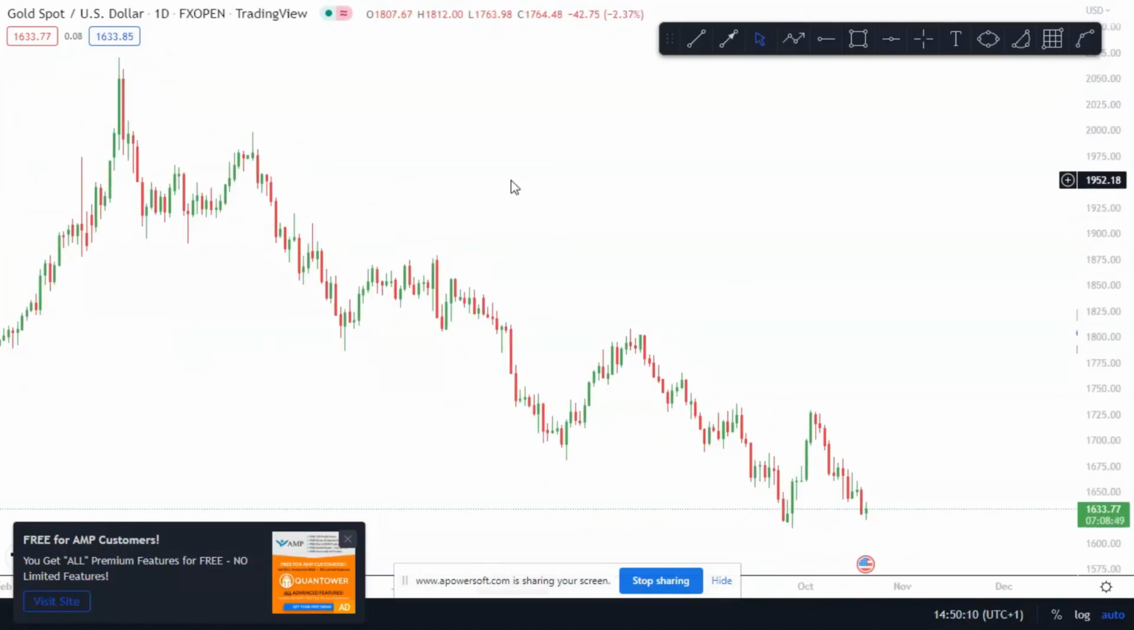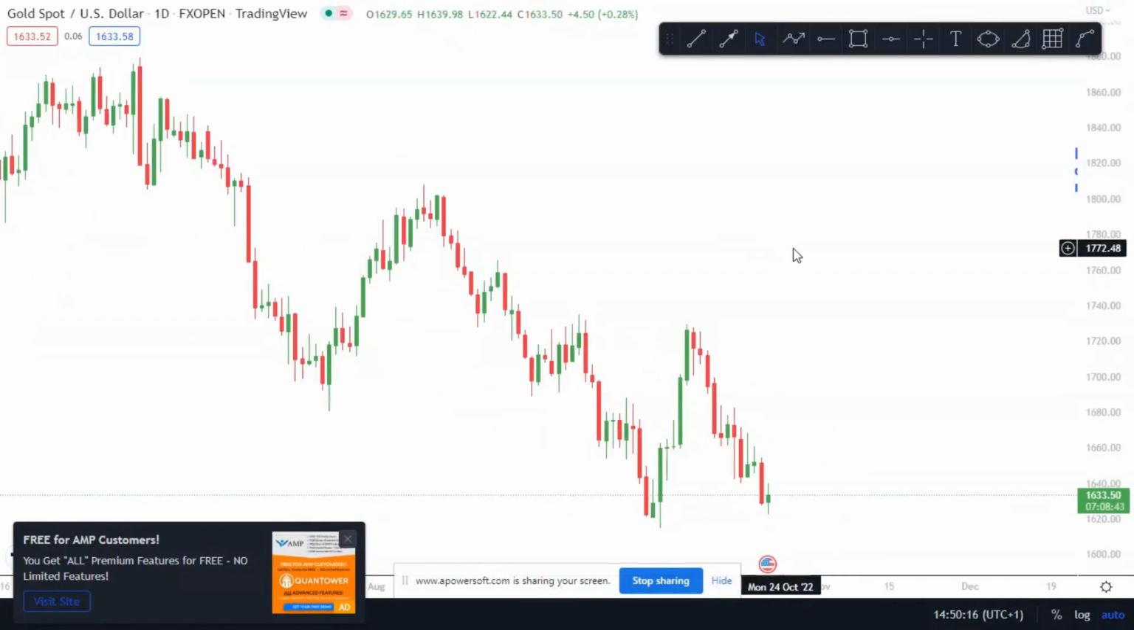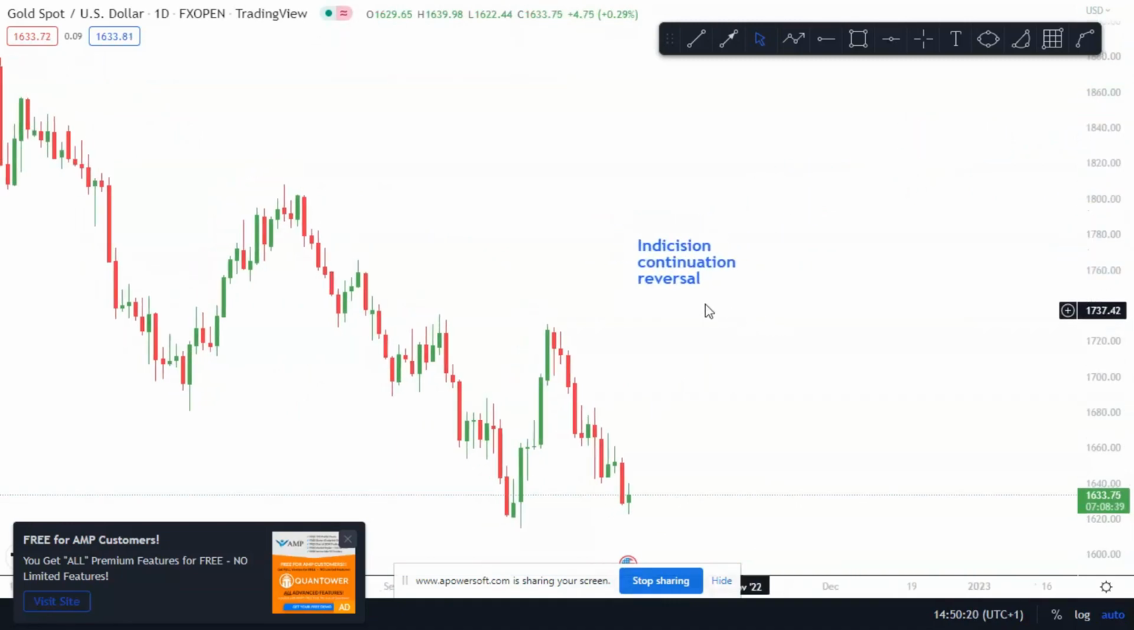You get? So we are going to start on the daily time frame for this analysis. Basically, that's how I always do it. I start on the daily time frame, but when I come on the charts, I really need to find out the stage of the market where we are.